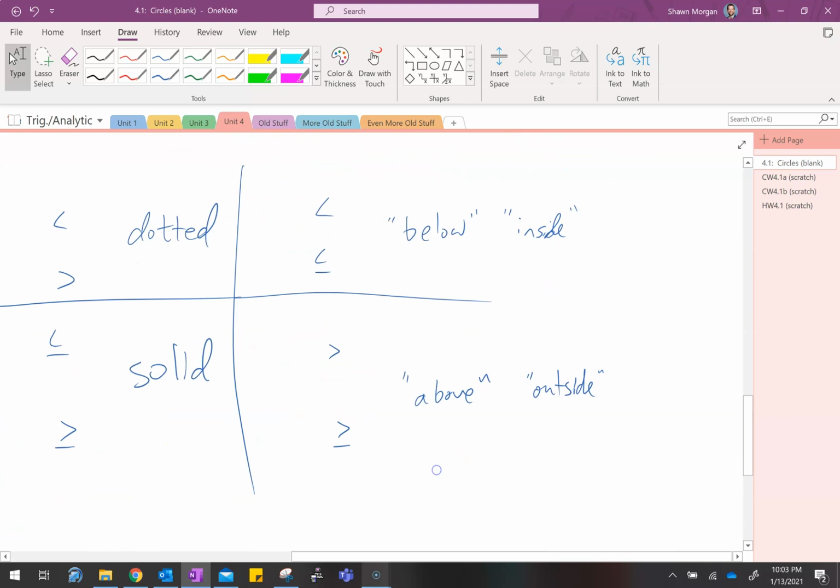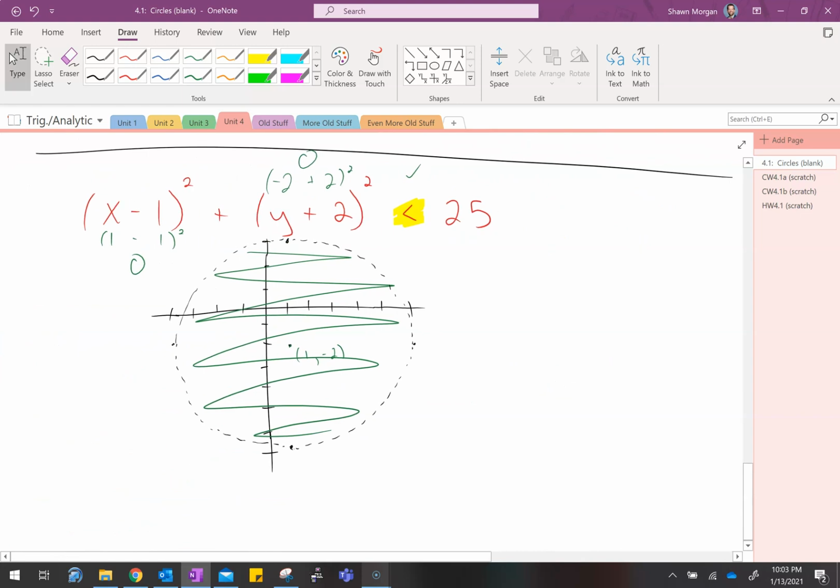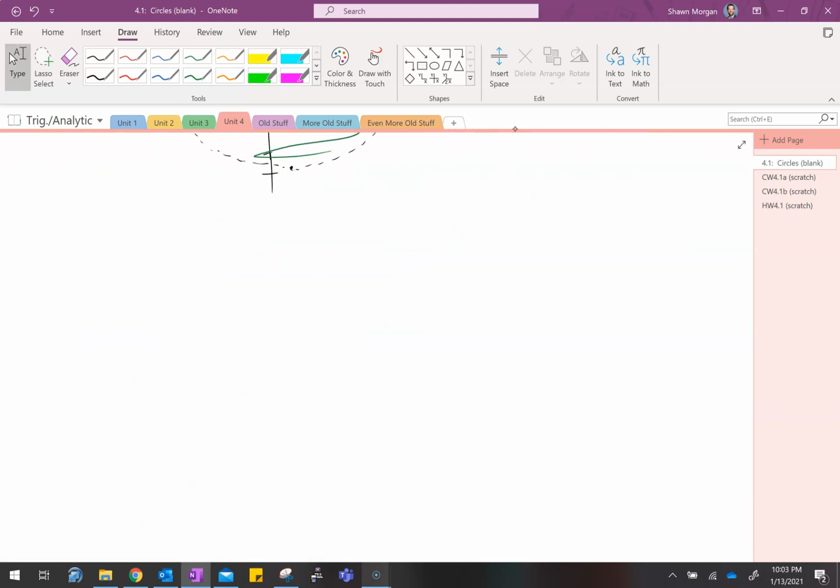Again, you can go back to that chart and just remember that if it's less than or equal to, you're going to shade inside the curve. Or you could always just pick a test point. Let's do one more example, and then the lesson will shift gears back to the homework.